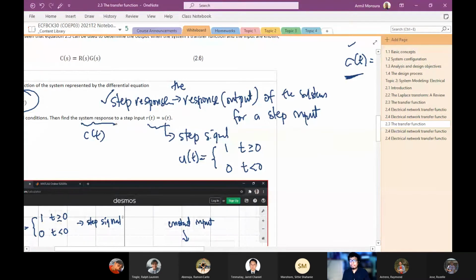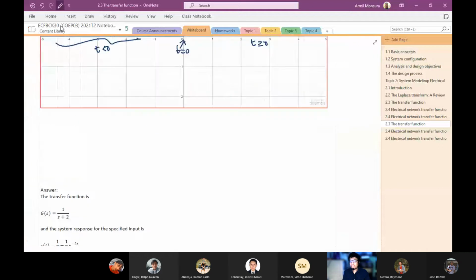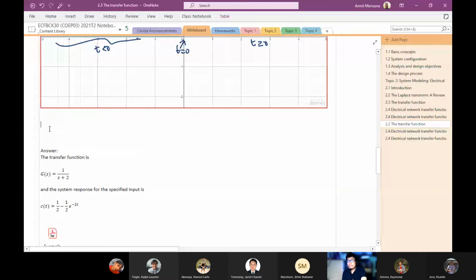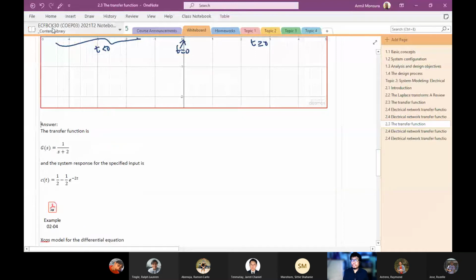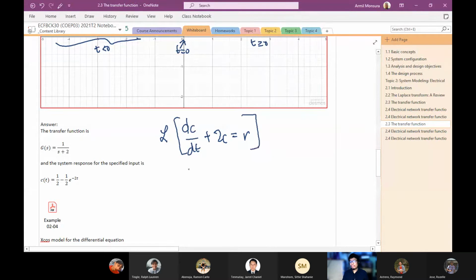Okay. Now, proceeding. Okay. Again, given tayo ng differential equation description ng system niyo, which is the derivative of c with respect to time plus 2c equals r. Okay? I drop the of t notation. Okay. Now, what we want to do para mahanap natin yung transfer function is we obtain the Laplace transform of this equation. Okay, assuming 0 initial conditions.